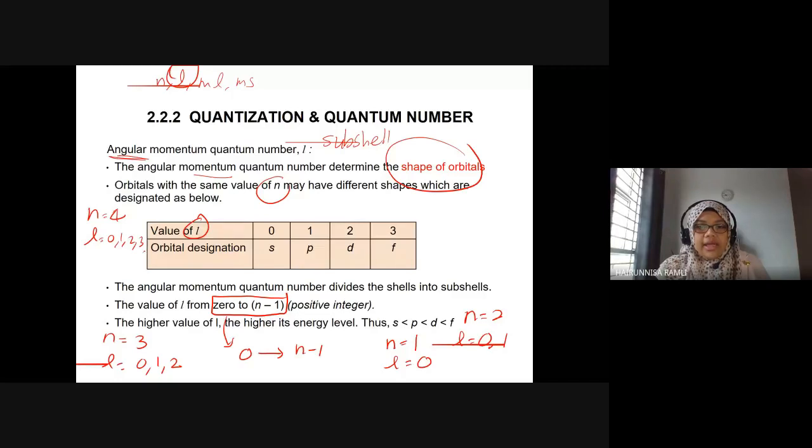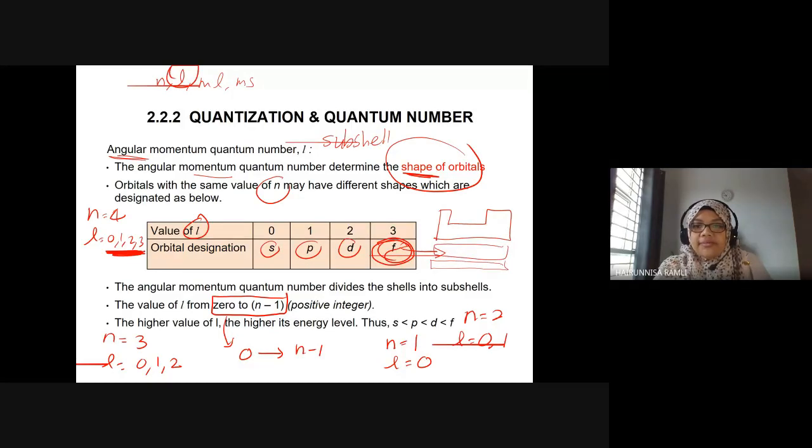So, this value L ni, is actually tadi dia cakap referring to shape of orbital. Shape tu shape apa? Shape tu pula kita spesifikkan kepada huruf. Shape S, P, D, F. Okay, nanti memanglah later you akan belajar what is the kind of shape yang you kena tahu. Cuma kita namakan that shape as S. Kalau dia 0 dia S, kalau dia 1 dia P, kalau dia 2 dia D, kalau dia 3 dia F. We stop until F sahaja. Kenapa? Because in your periodic table, ada blok S, P, D, kat sini F. Sebab tu dia ada sampai F saja.